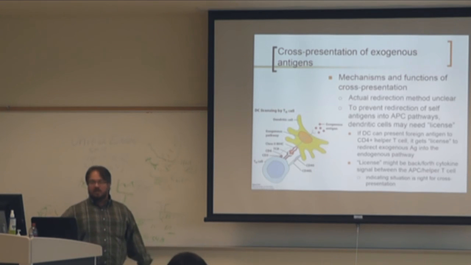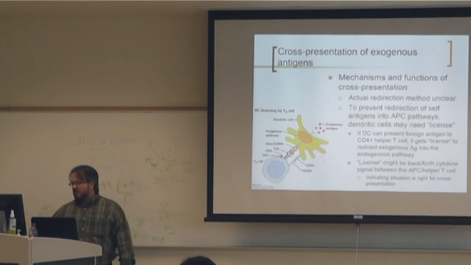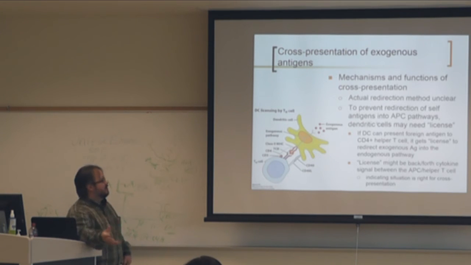They believe that it really has to be regulated. They don't understand 100% the regulation, what genes are involved in it, but they do know that it is induced. It will only happen in dendritic cells that have been activated or that are in an inflammatory environment. So if DCs can present foreign antigen to a helper cell, it gets licensed to now redirect exogenous antigen to the endogenous pathway. So this license is what they say, these dendritic cells have a license to do this, and most cells don't. So what triggers that?